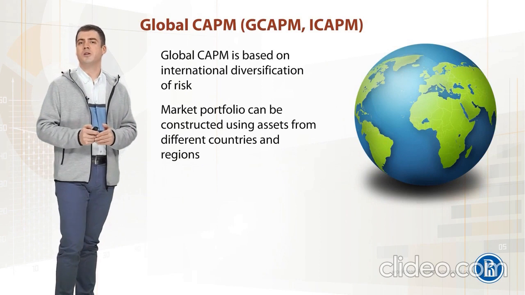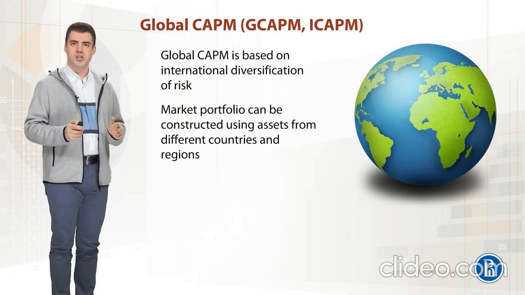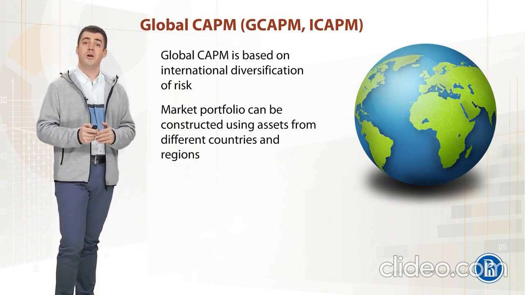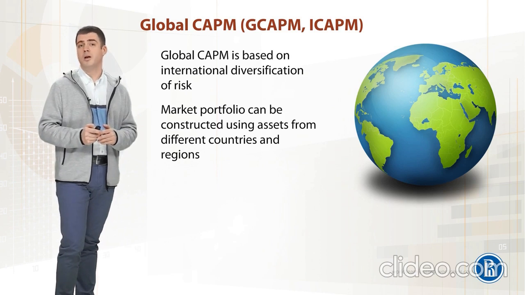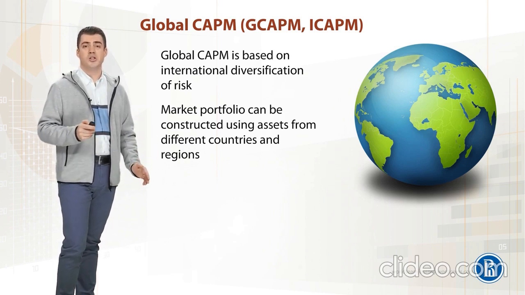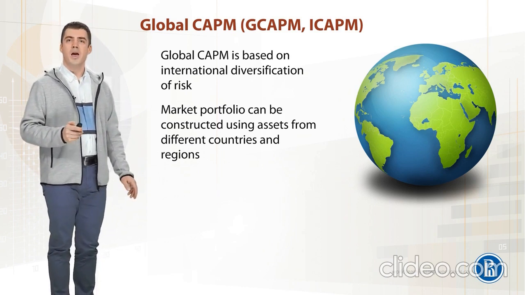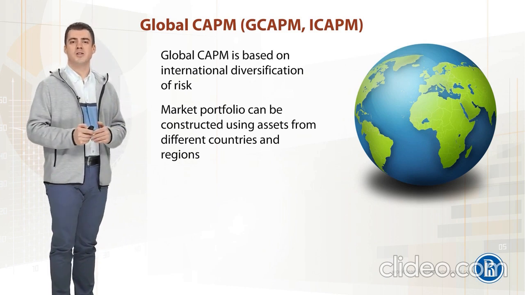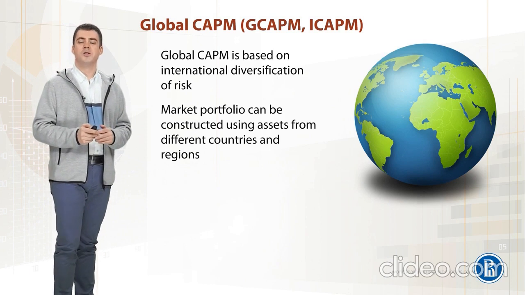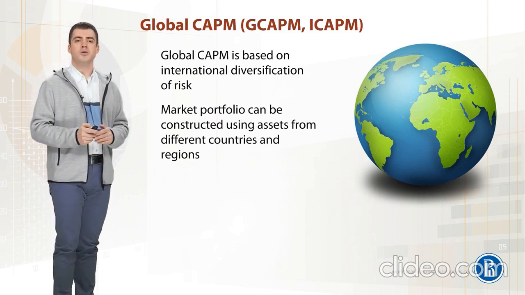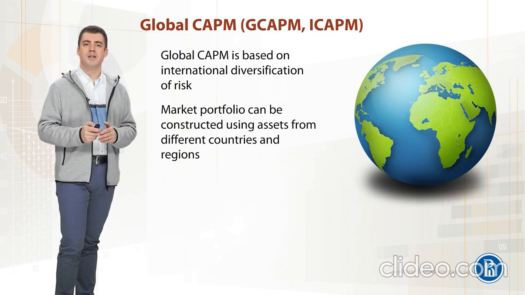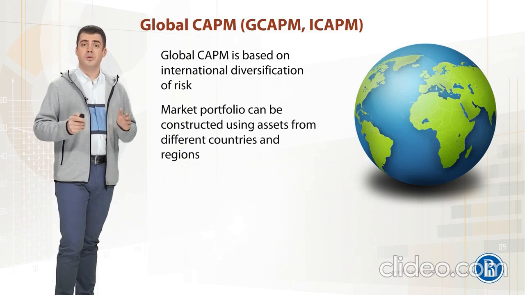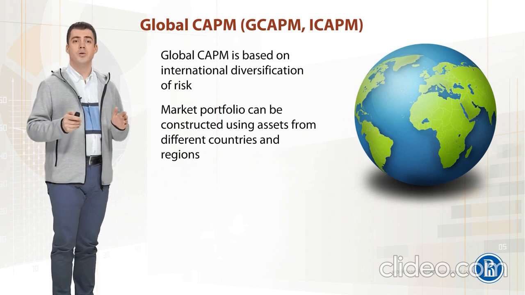A capital asset pricing model that is based on international diversification of assets across different countries is called the global capital asset pricing model. Another name for it is the international capital asset pricing model. It incorporates factors that could influence pricing in the international context. This implies that investors do not only hold the local asset, but also a portfolio of globally diversified assets. Then, the market portfolio can be constructed using the assets from different countries and different markets and regions.